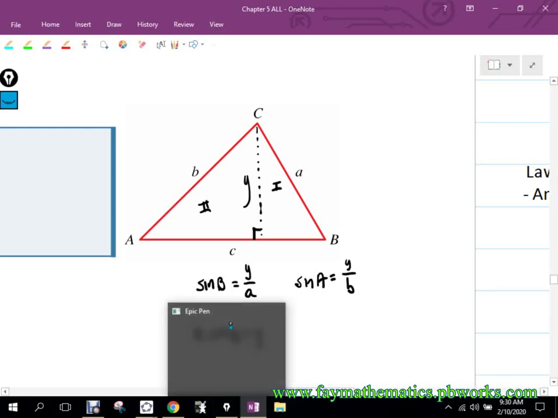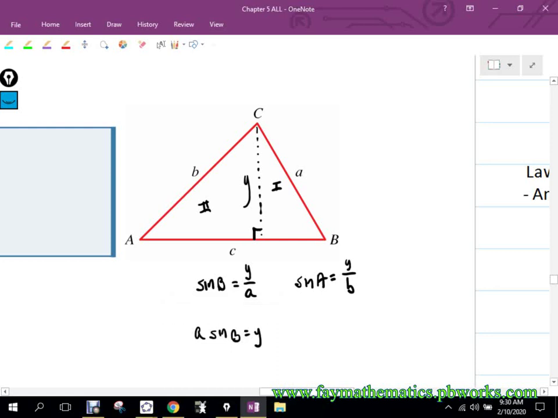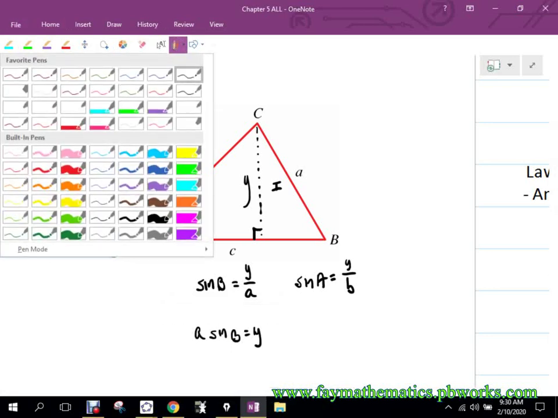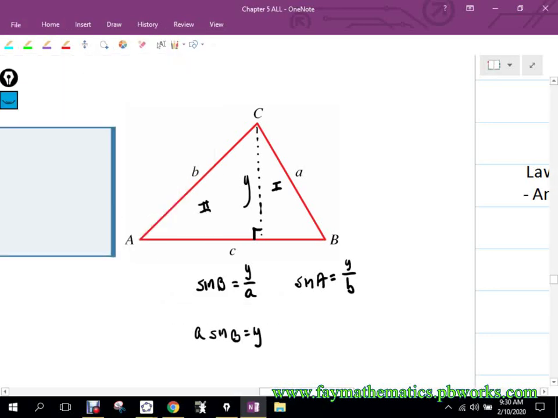Can I do that? Multiply both sides of this first equation by A, and I get y equals a sine of B. Now I'm going to take that first equation, take that right there, and substitute it into the second one. So that means sine of A is going to equal a sine of B over b, right?